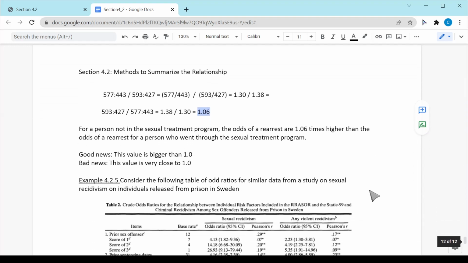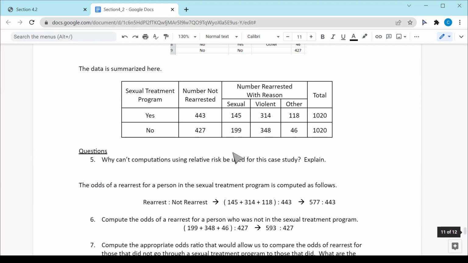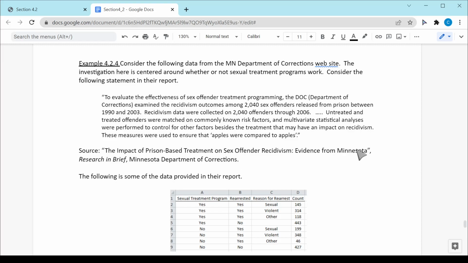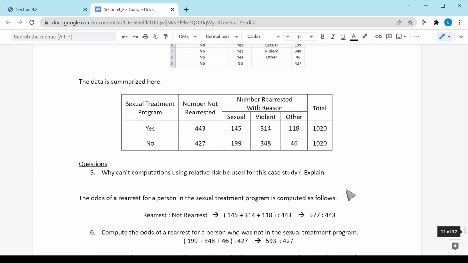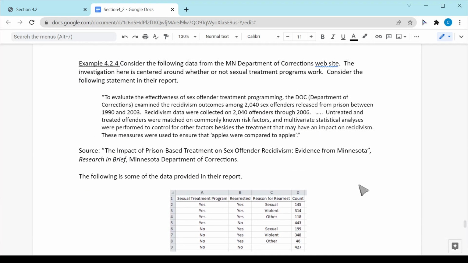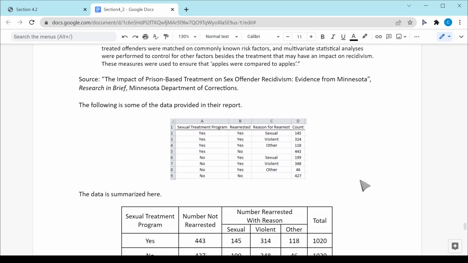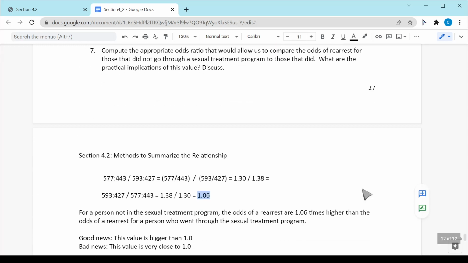And we're not really getting a very good value for that money spent if the odds are at 1.06. And they knew that. That's why the state of Minnesota did this study, or one of the reasons they did this study. Now, this data, like I said, is somewhat older. I do not know what they're doing more recently with the sexual treatment programs in prisons in the state of Minnesota.